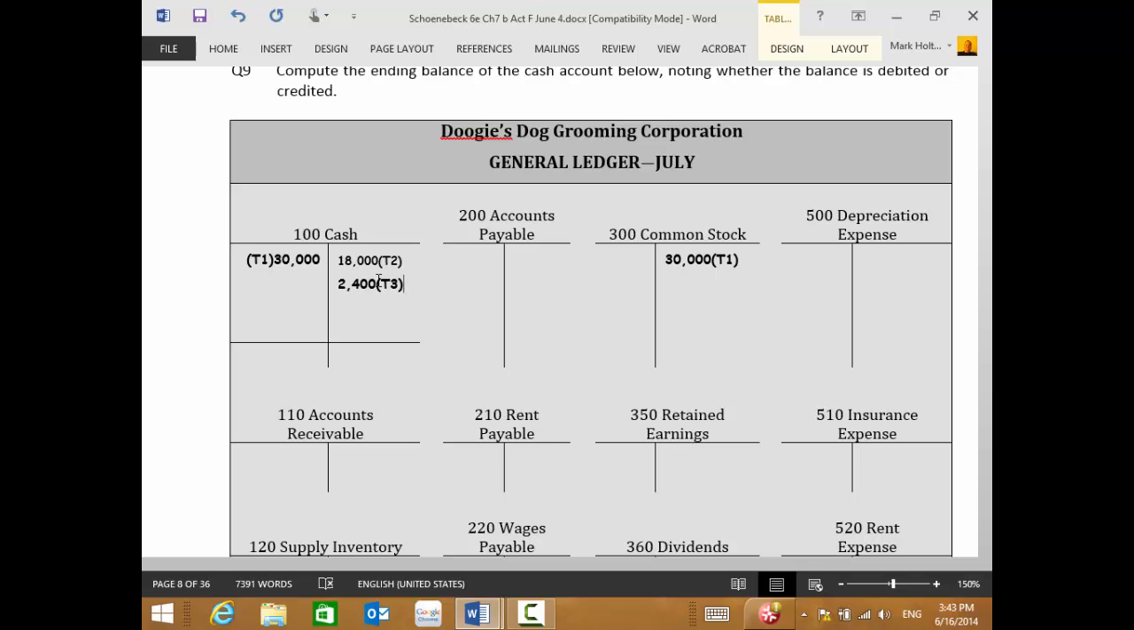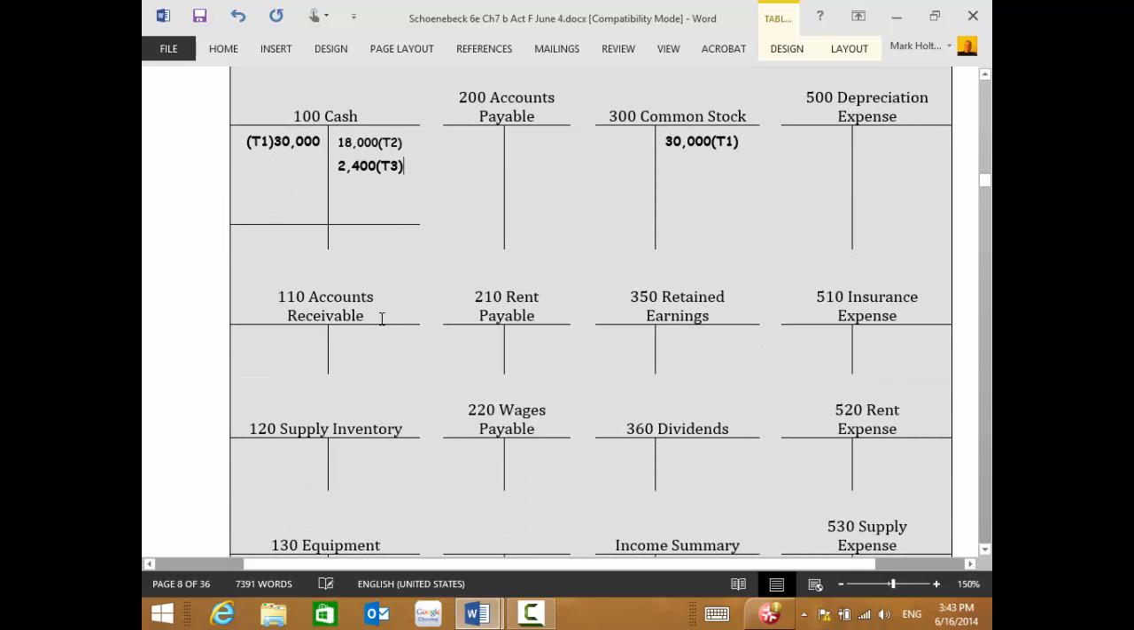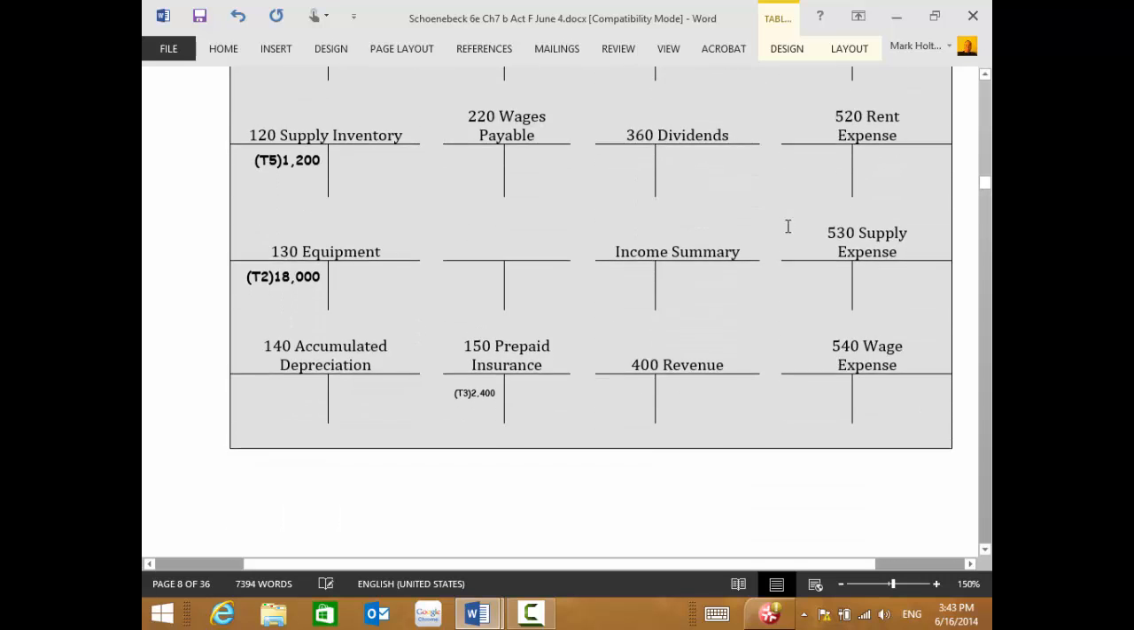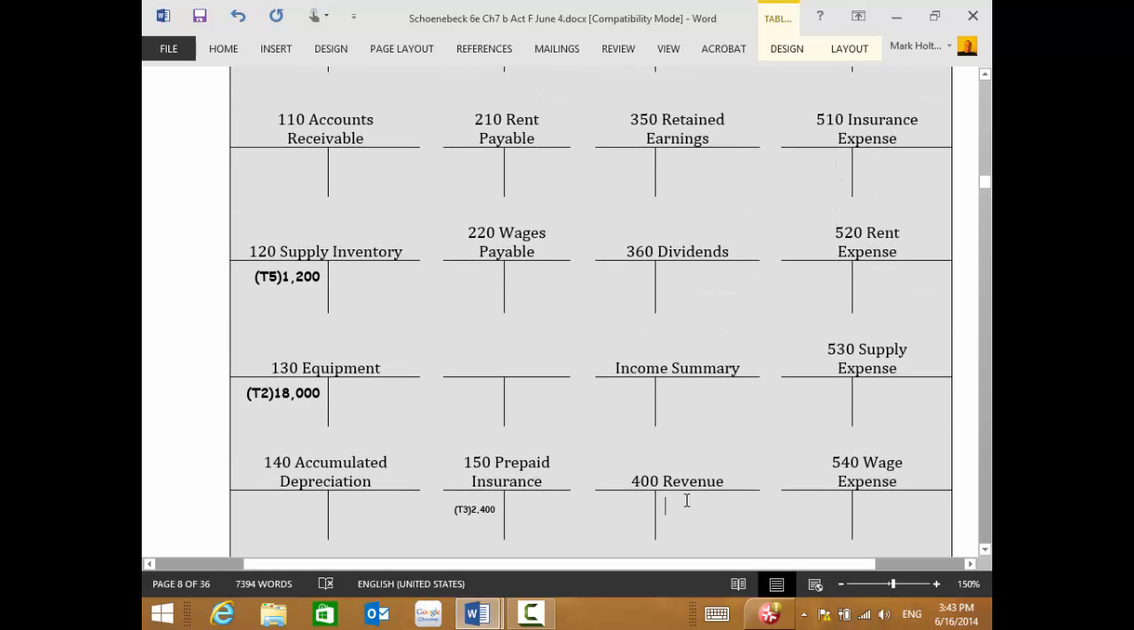The next transaction was no transaction. T5 was debit supply inventory for $1,200, and credit accounts payable for $1,200. Then T6 was to debit cash for $20,000, and credit revenue for $20,000 down here.